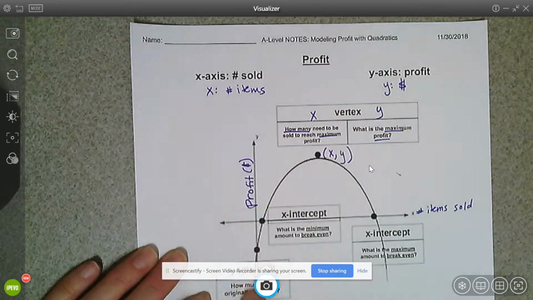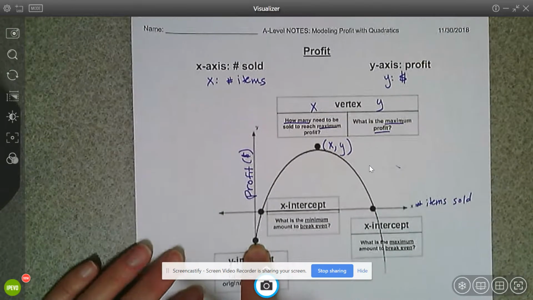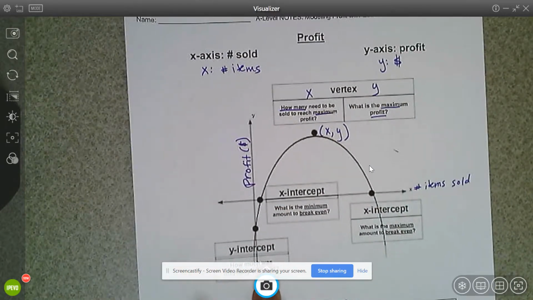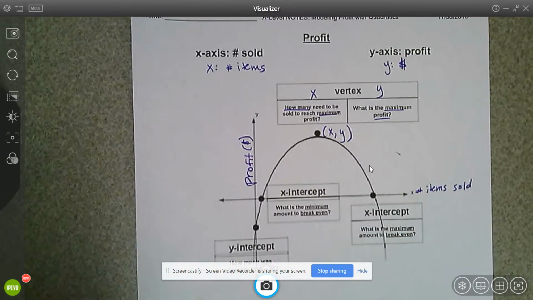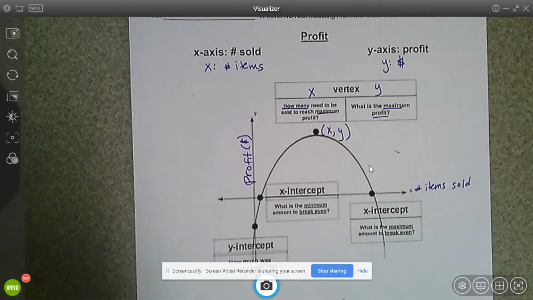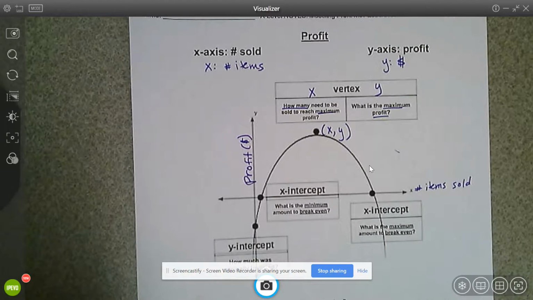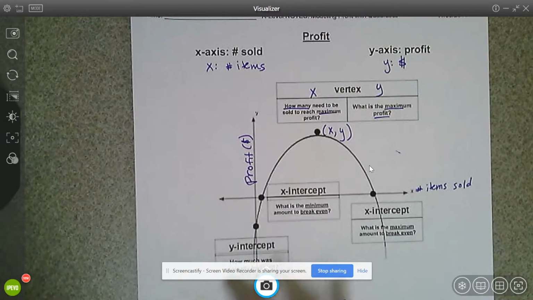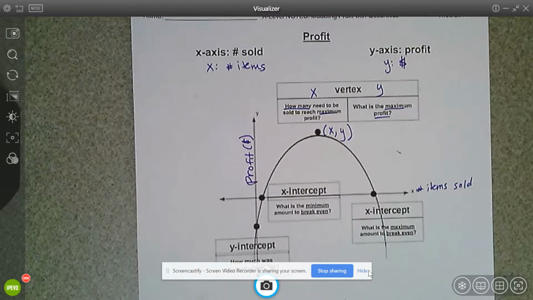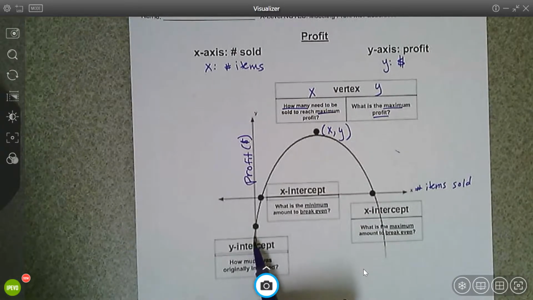Our y-intercept right here tells you how much money you originally invested. So for example, let's say you're selling cupcakes for your bake sale. You need to buy flour, you need to buy eggs, you need to buy sugar, and any other ingredients to make that cupcake. So you've already invested money here. So that's what this is going to tell you, how much money you've already invested.